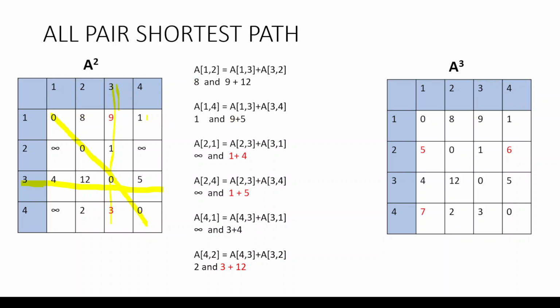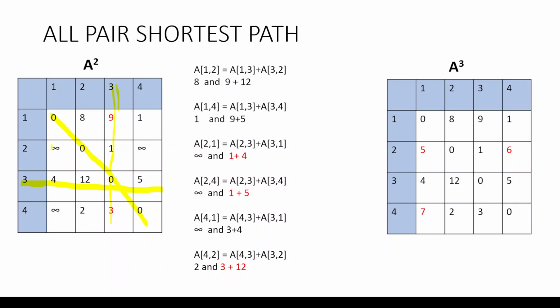Next value I have to check is 1 comma 4. A of 1 comma 4 with 3 as the intermediate node will be a of 1 comma 3 plus a of 3 comma 4. So a of 1 comma 4 is 1 and a of 1 comma 3 is 9. A of 3 comma 4 is 5. So 1 and 9 plus 5. 1 is smaller. So this value will be retained in the new adjacency matrix.